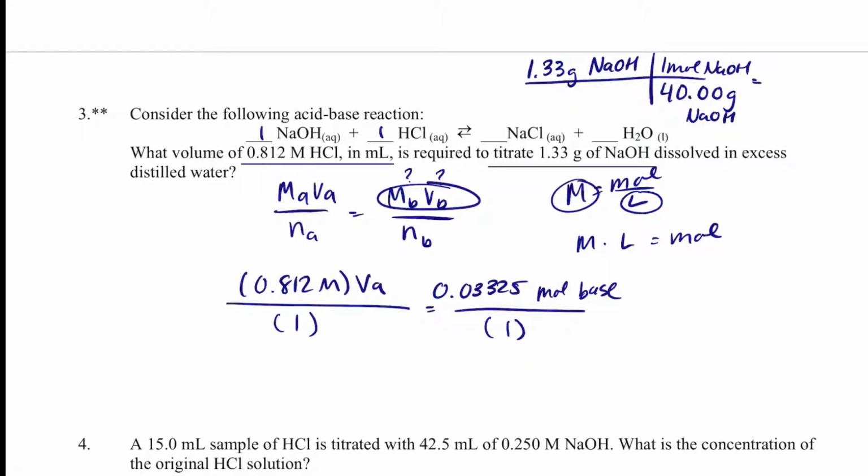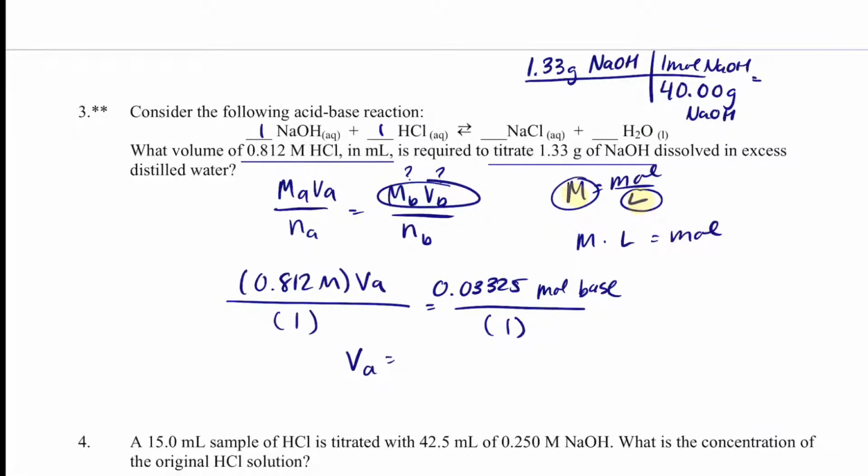When I solve for this, though, because I took molarity times liters, my volume of acid will solve out to be in liters. So I need to take 0.03325 divided by 0.812, and my volume of acid is 0.0409 liters, which, since they say specifically for milliliters, would be 40.9 milliliters.